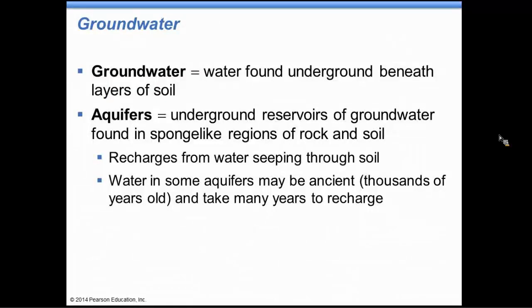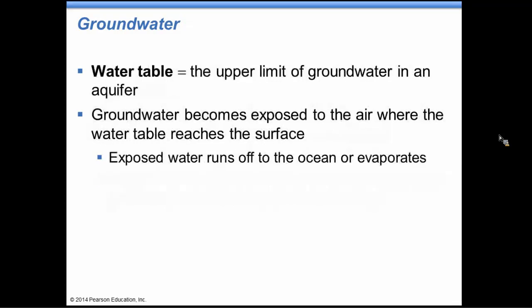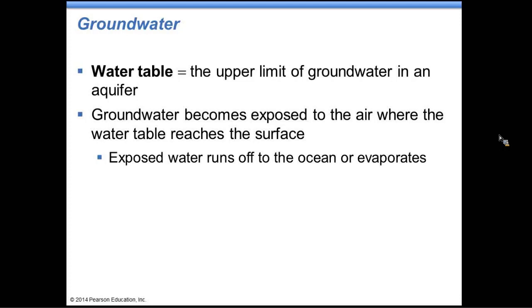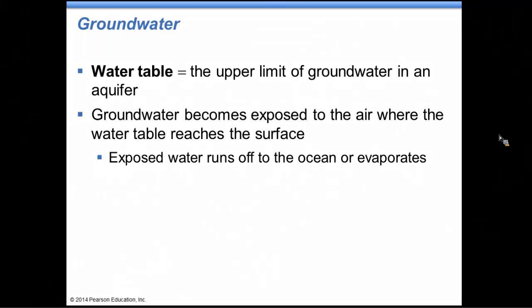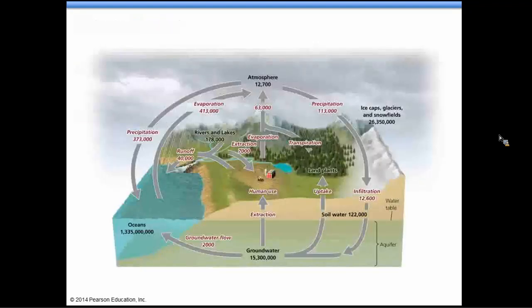Some precipitation and surface water soaks down through the soil and rock and then becomes groundwater, water found beneath layers of soil. Groundwater can then recharge aquifers, or sponge-like regions of rocks and soil that are underground reservoirs of water. The upper limit of groundwater held in an aquifer is referred to then as the water table, and groundwater becomes exposed to the air where the water table reaches the surface. Exposed water can then run off or evaporate. And here's just a brief infographic of the water cycle.